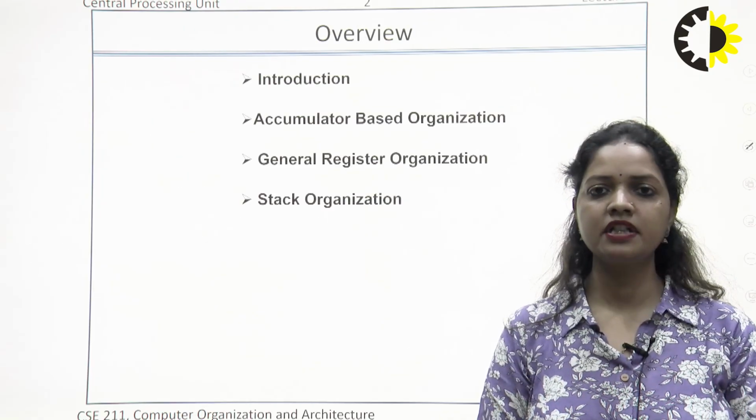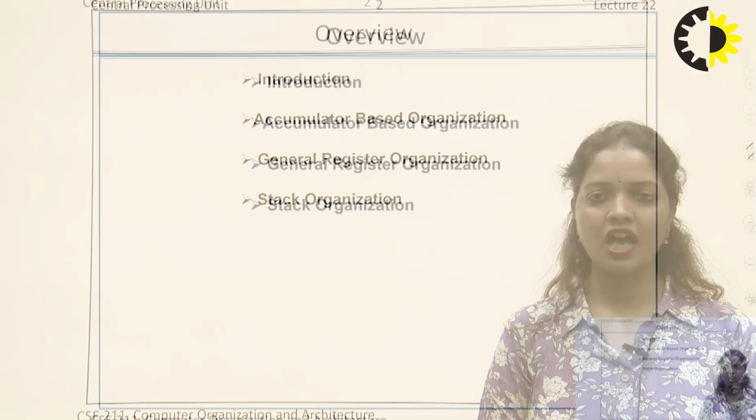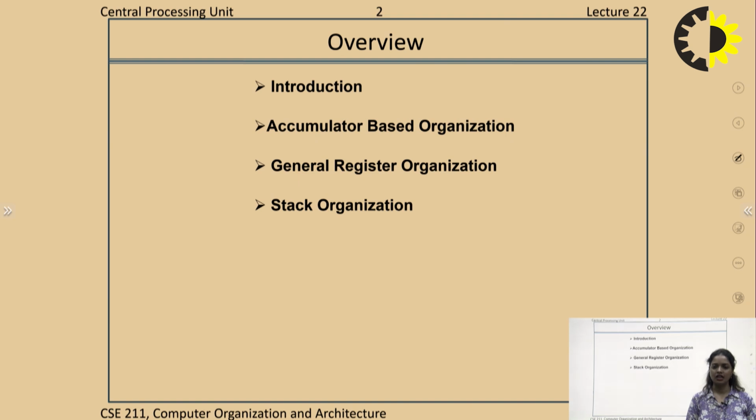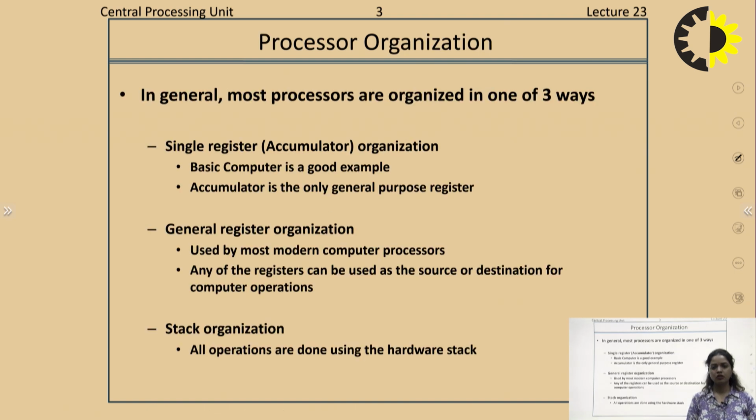So, before proceeding with this particular lecture, we have the contents of this presentation. It includes the introduction regarding the organization schemes, the accumulator-based organization scheme for processor, the general register-based organization scheme, and the stack organization scheme. Now let us have a look at what a processor organization scheme is. In general, processors are organized in three ways.